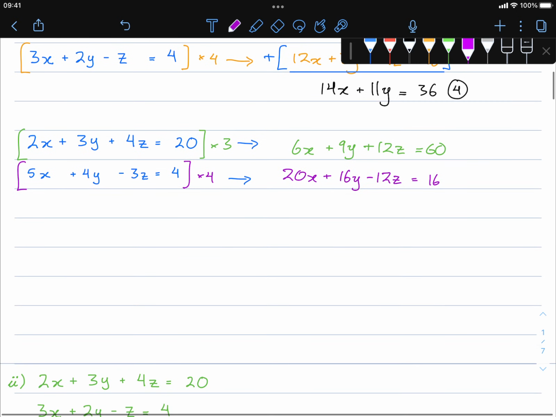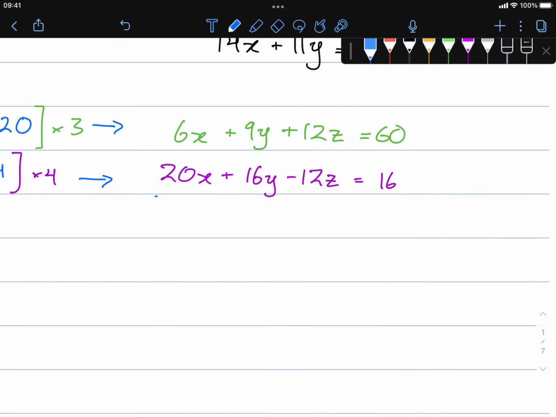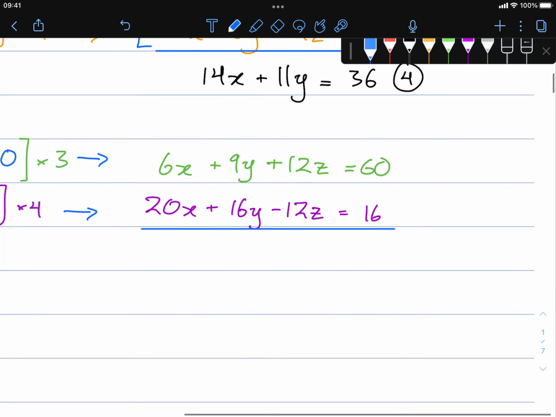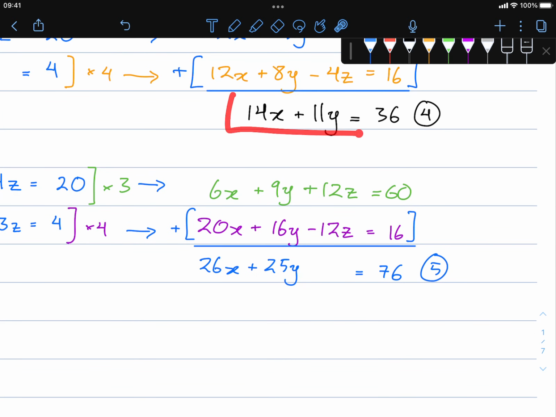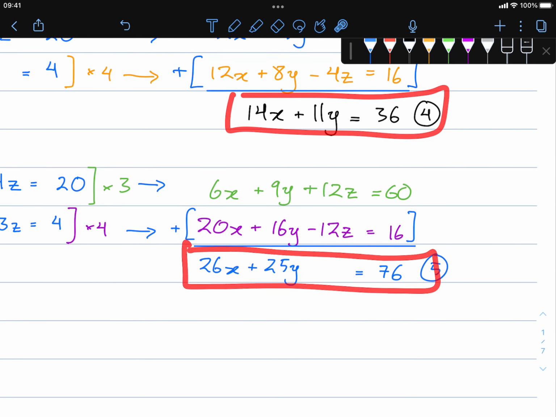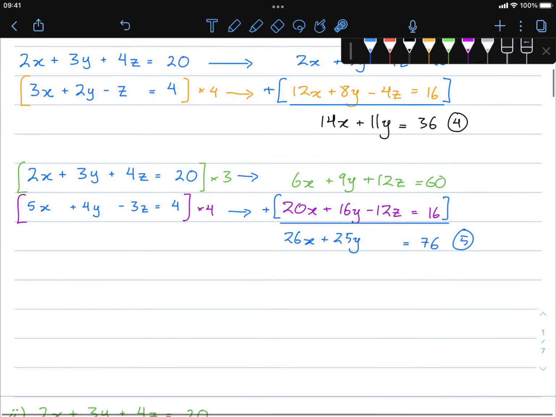Okay, and once again, we eliminate the same variable here. So we're going to add them. It'll become 26x plus 25y, 0z equals 76. And I'm going to label this one equation number 5. Now, look, we now have two variables here. I'm now going to pair these two and solve that one.